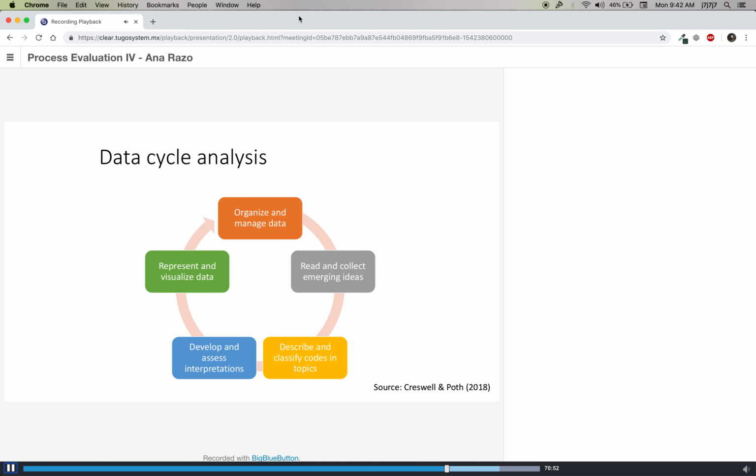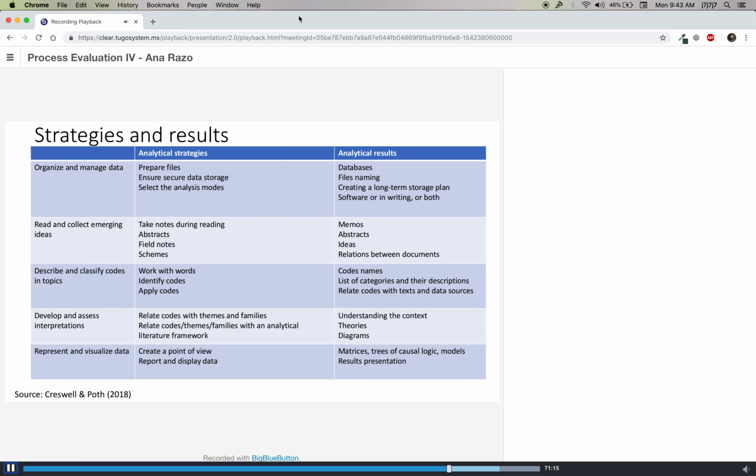For instance, we need to have graphs, diagrams, and then we need to submit the final report. So what are we talking about? Consider these 5 stages in the data analysis cycle. So how do we do this? We prepare the files. We need to guarantee the security of the data. We need to analyze the different analyses. So this is the strategy.